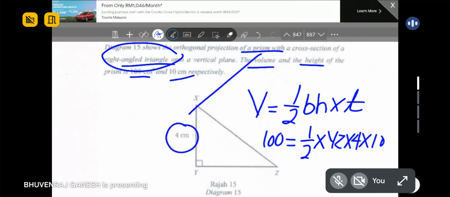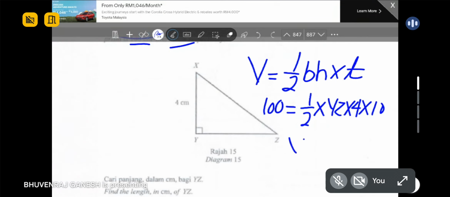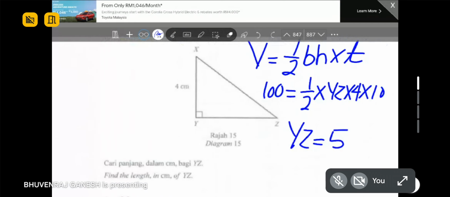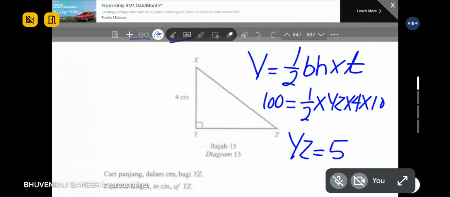So kamu kena bayangkan lah guys, prism dia macam ni. Can you guys imagine? Your prism will look something like this, correct? So this length is actually 10. Okay, panjang yang tu. So that's why saya darab 10. Okay, so your answer for YZ is actually how much? You will get 5, right? 5. Yeah. Sat. 5 ke?